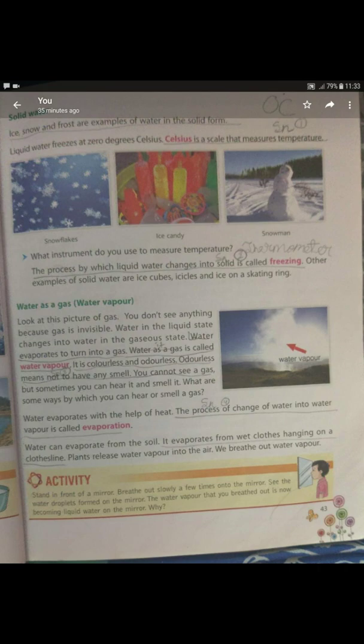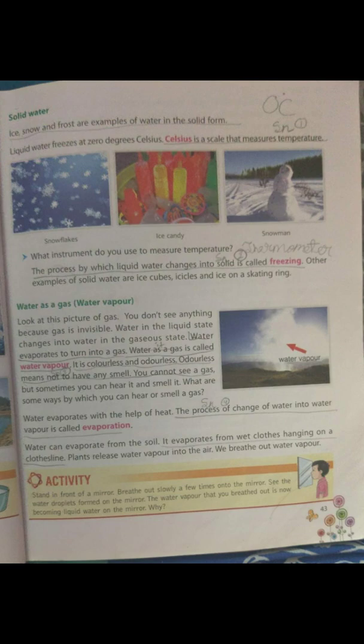We have learnt one more thing today, that is Celsius. What is Celsius? Celsius is a scale that measures temperature, right? Water evaporates to turn into a gas, and water as a gas is called water vapor.